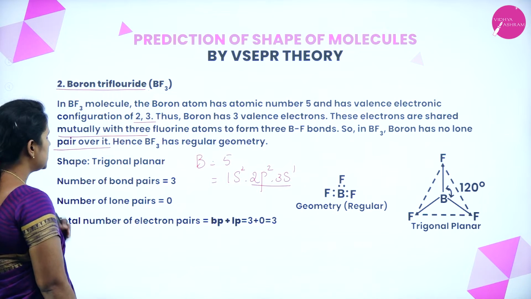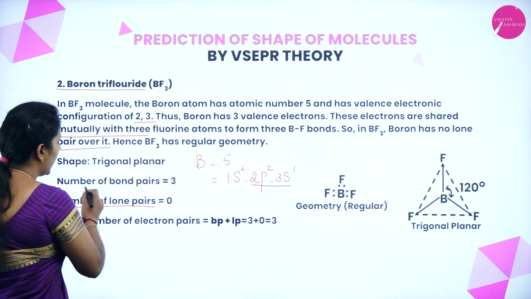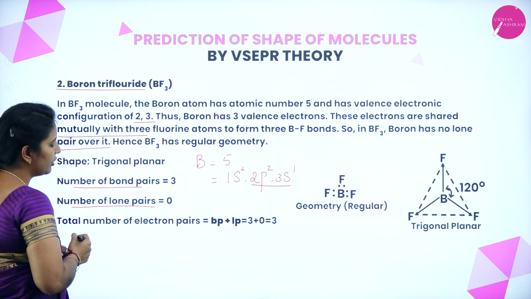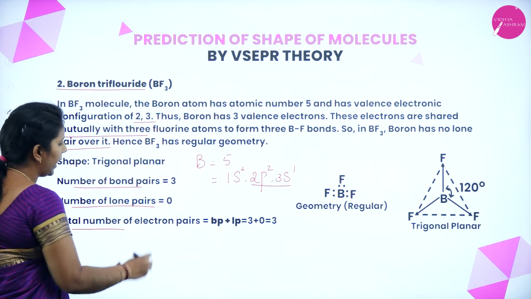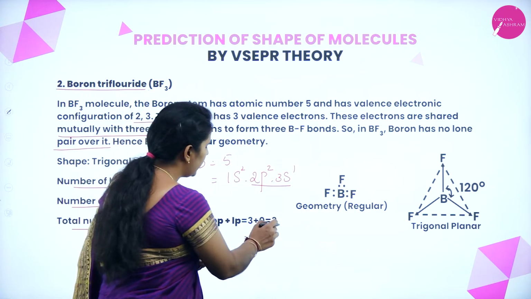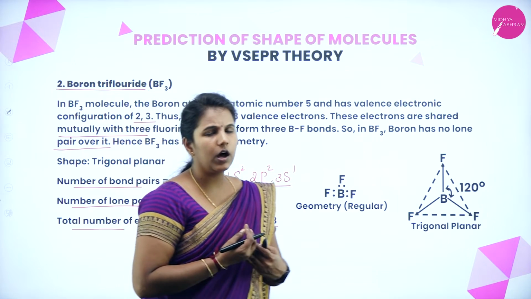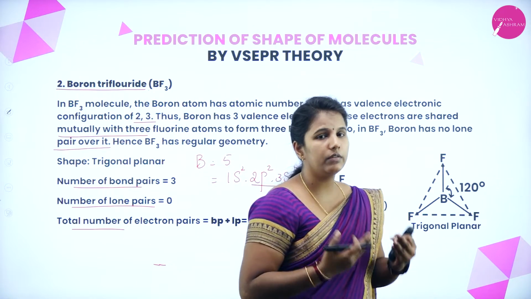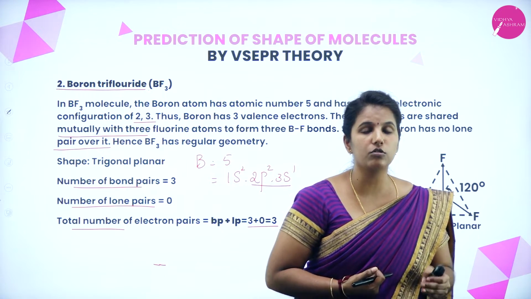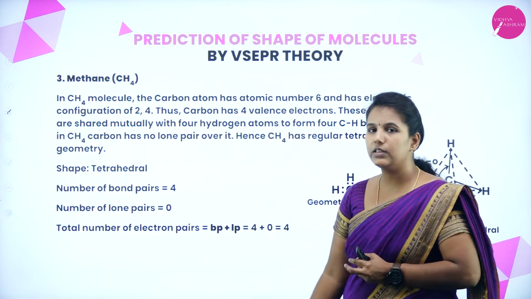Remember, in the case of BF3, there are no lone pairs of electrons and there are 3 bond pairs of electrons. The number of electron pairs is calculated by adding lone pairs and bond pairs, so it is 3 plus 0, which is 3. This is how, by understanding whether the molecule has lone pairs of electrons or not, we can easily predict its shape. Next, I'll go with methane.